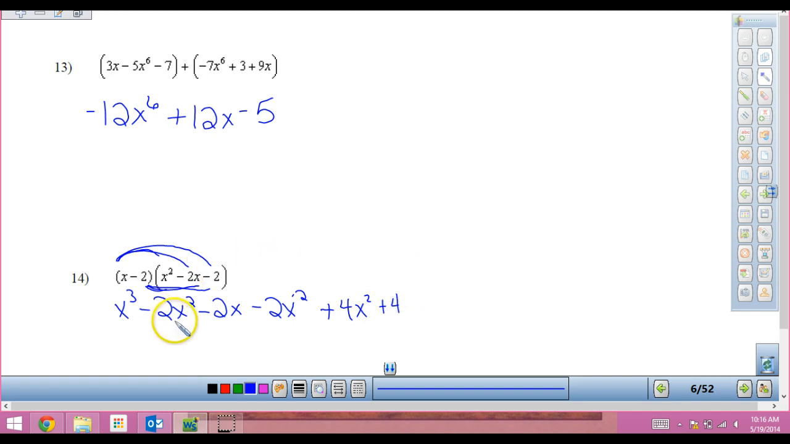So now we need to do like terms. We don't have another x cubed, so that comes down. X squareds are here, so that's minus 4x squared. And then we have a negative 2x. Oh, sorry guys, this should just be a 4x because we took negative 2 times negative 2x, so plus 4x. So negative 2x plus 4x gives us a plus 2x, and then a plus 4 at the end.